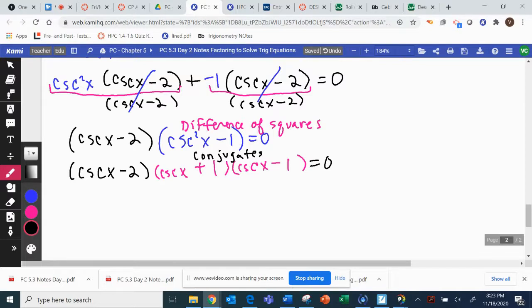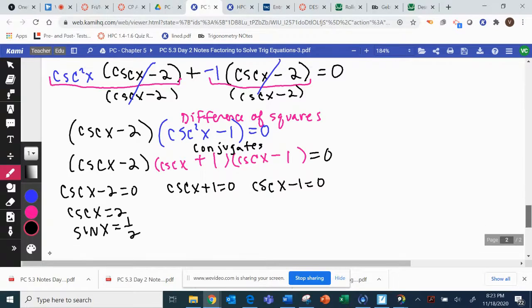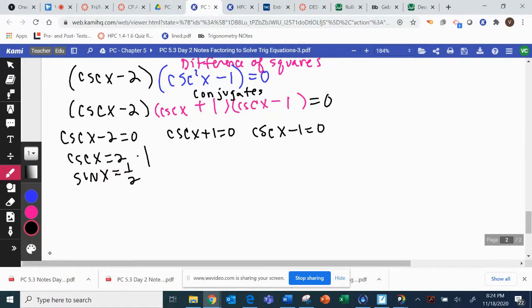All right, now I'm just going to set each factor equal to 0. I'm going to solve for each factor. For cosecant x equals 2, I might think of sine x is a half. And that's positive. And so it'll be both first and second quadrant at the 30 degrees. So we'll have pi over 6 and 5 pi over 6.